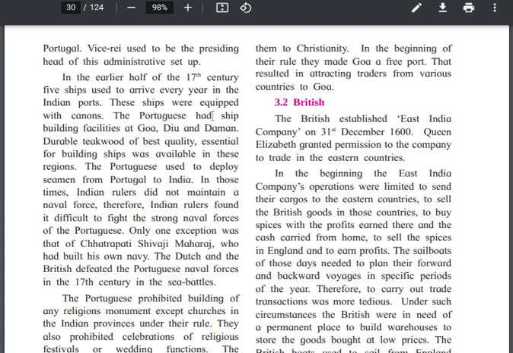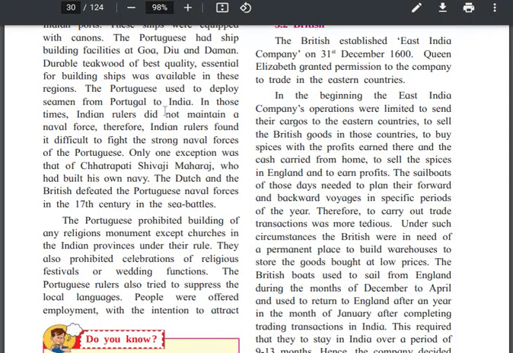There was only one exception, Chhatrapati Shivaji Maharaj, who had built his own navy. Everyone knows that only he had a navy in India, and it was a very strong navy. And the Dutch and the British defeated the Portuguese naval force in the 17th century in sea battles. The Portuguese navy was defeated by the British and the Dutch. Clear?